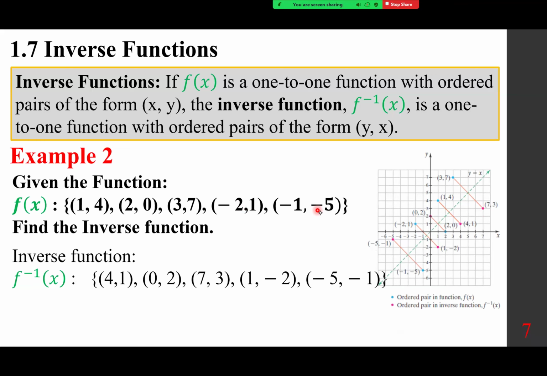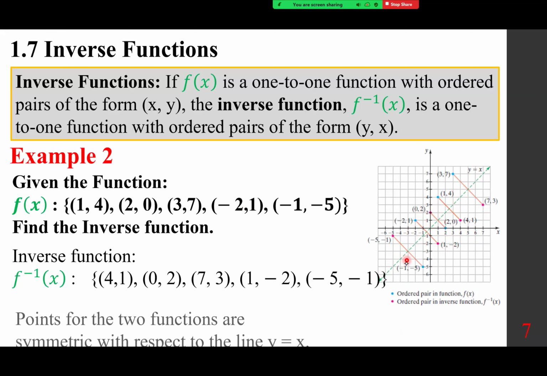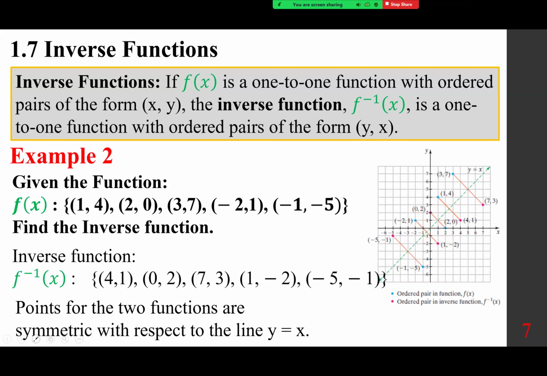If you plot the pairs (3, 7) and (7, 3), (1, 4) and (4, 1), (0, 2) and (2, 0), and so forth, they are symmetric. Points for the two functions are symmetric with respect to the line y equals x. As we interchange x and y, they become symmetric with respect to the line y equals x.